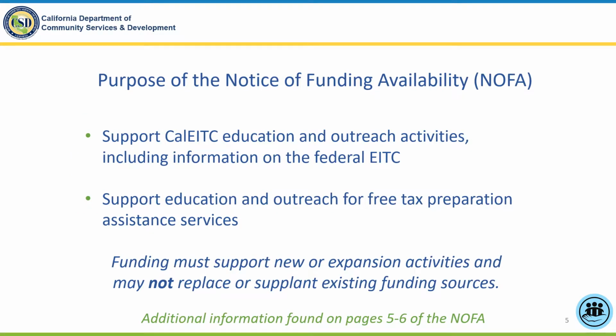The purpose of this NOFA is to 1. Support CalEITC education and outreach activities, and 2. Increase awareness of the free tax preparation assistance programs among low-income individuals and families. Activities must connect low-income people with local free tax preparation sites or online resources that help people file their taxes at no cost and claim the EITC credits. Also, funding must support new or expansion activities and may not replace or supplant existing funding sources. Now let's move on to the goal and objectives.